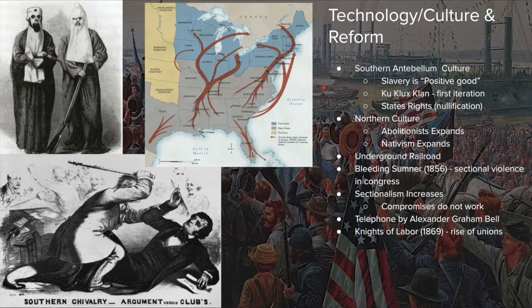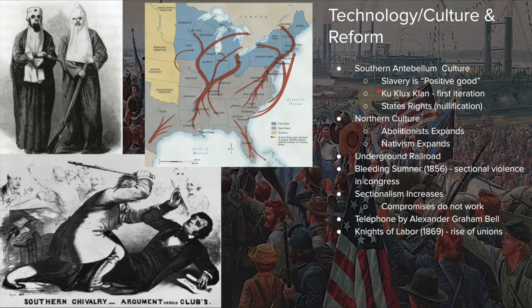They think that they're providing slaves with a way of life. They're providing them with civilization, in air quotes, and education. And they believe that blacks could not do this on their own. So they see slavery as a positive good.